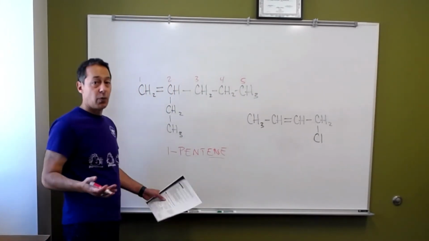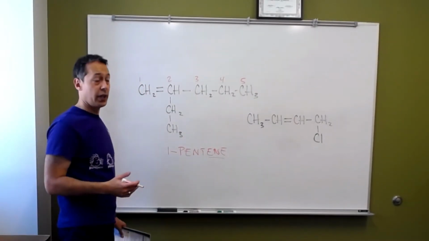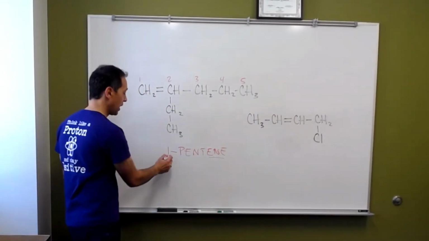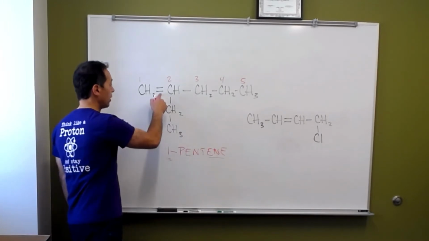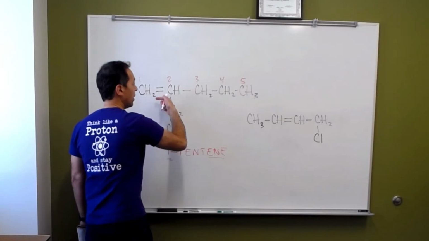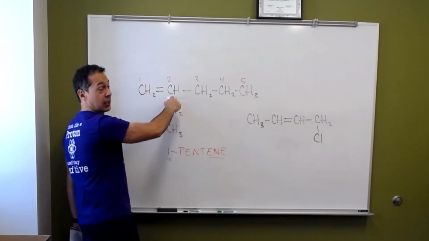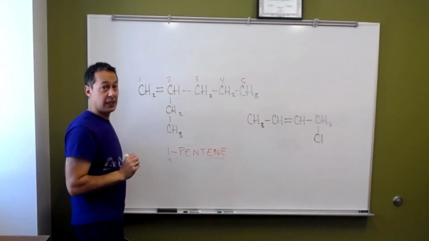And you might ask, well, why didn't we start numbering from this end over here? Which is a great question. And so we want to have the lowest possible number that includes this double bond. So if we go this direction, then it would be 1, 2, 3, 4 pentene instead of 1 pentene.